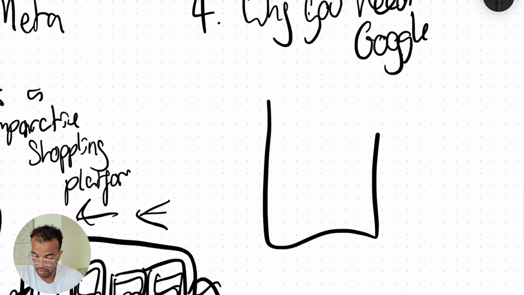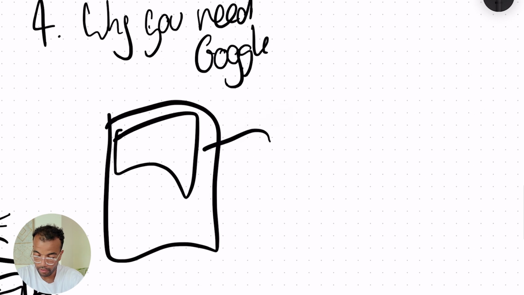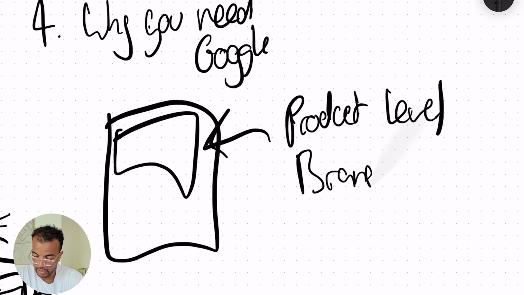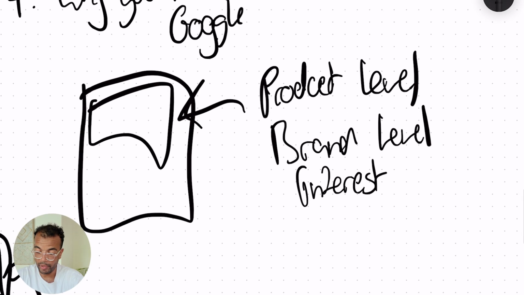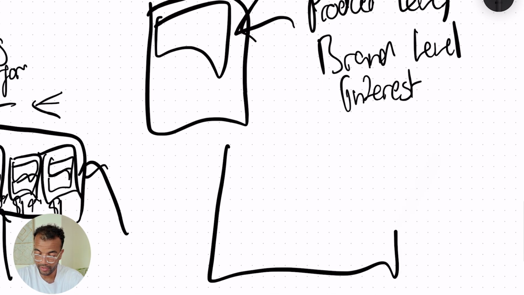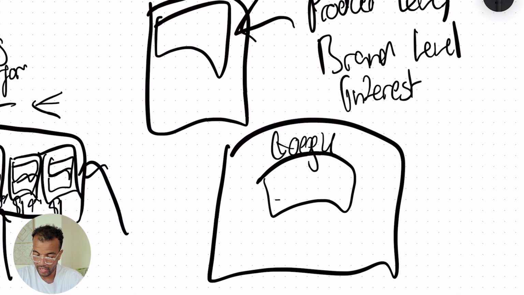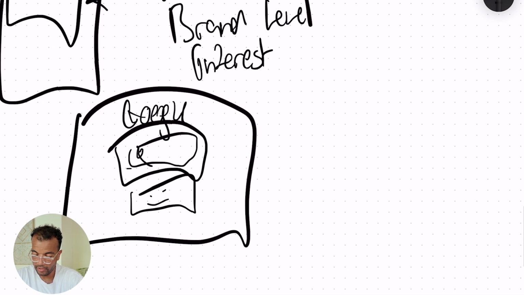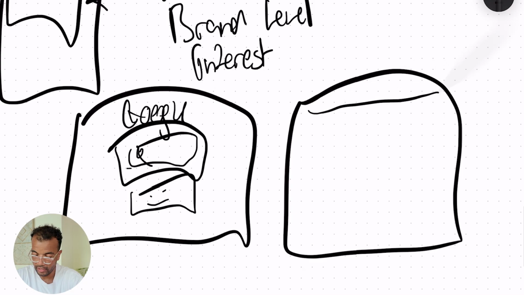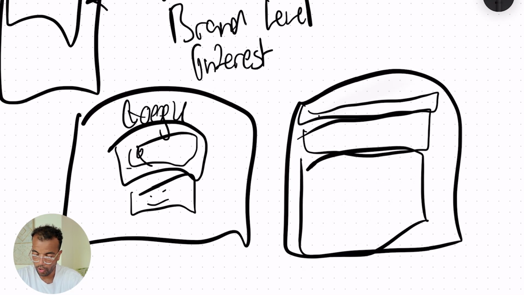So when you advertise on Meta, you're producing a lot of product level and also brand level interest in your brand, but also in your product. And what people are going to do naturally is that they're going to go onto Google and search for it, and they're going to come up to the search page, and what are they going to find? So this is their search term, and then these are the shopping ads and these are the search ads, and they search for your brand name.